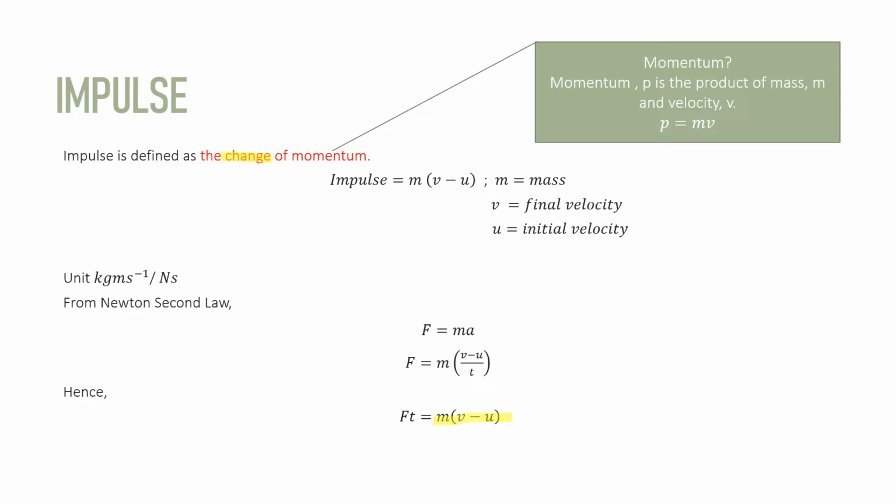Can you see, m(v - u) is referring to the definition of impulse, just like what we have mentioned above. Thus, impulse can be represented as F times t, where F is the force, t is the time. That is the reason why we can write the unit of impulse as Newton second.